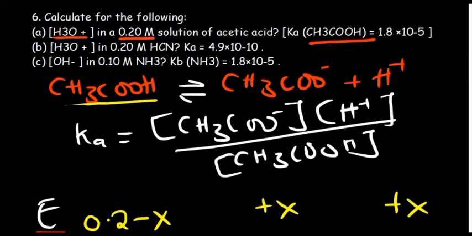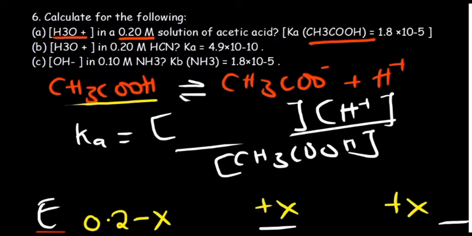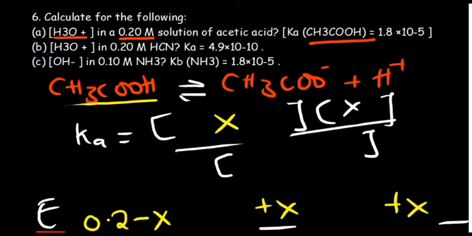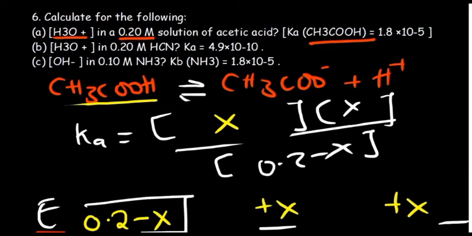What we use is the concentrations at equilibrium. We have x and 0.2 minus x. So we're able to plug in. For the acetate ion, we have x. For the hydrogen ion, it is also x. For the acid, we have 0.2 minus x. What do we have for our Ka value? Our Ka value in the question has been given to be 1.8 by 10 to the power negative 5.